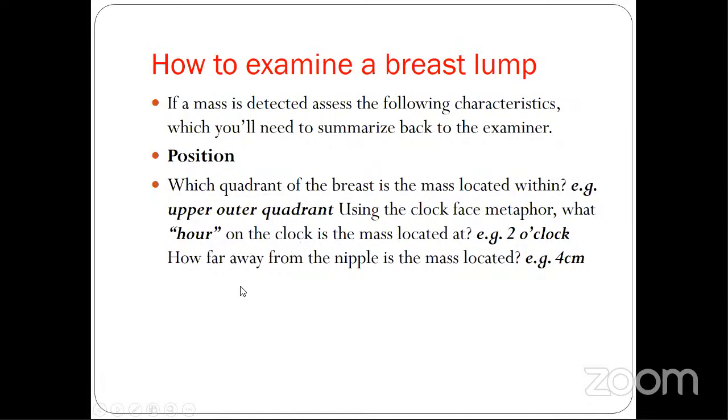And this mass, how far is it from the nipple? Because the distance between the mass and the nipple is of surgical importance during surgical management, as we will see later.